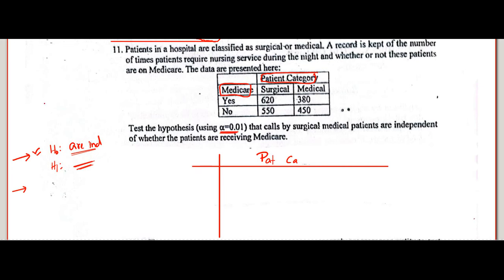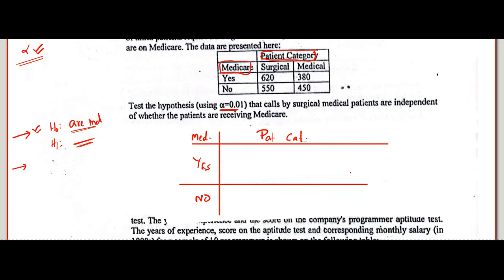And in chi-square and ANOVA, you never have to worry whether you have to take alpha or alpha by 2. It will always be alpha. Check the videos in chi-square. I will keep it in the description. Patient category, and here I will write Medicare. And there are 2 options here, yes, no.